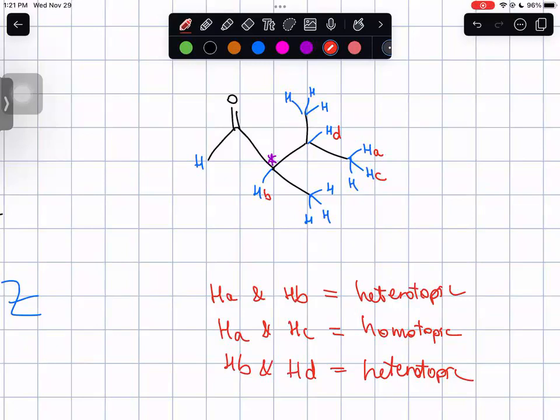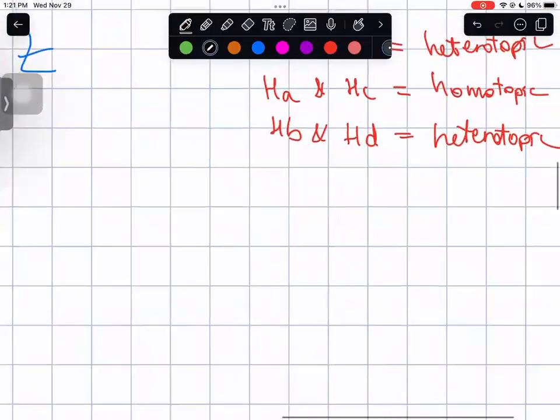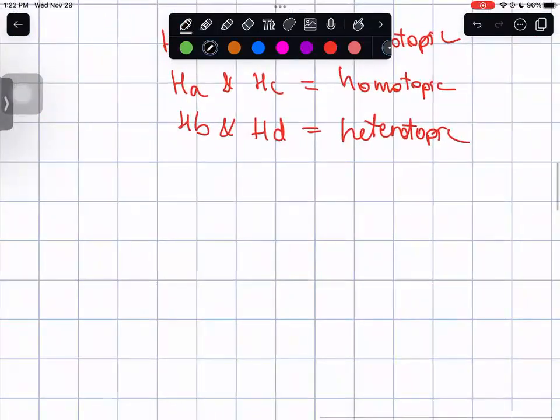Like where HA and HG were, if there was another methyl instead of it ending there, would HG be... then those two would be diastereotopic. Yes. Okay, let's do one that's enantiotopic over here.